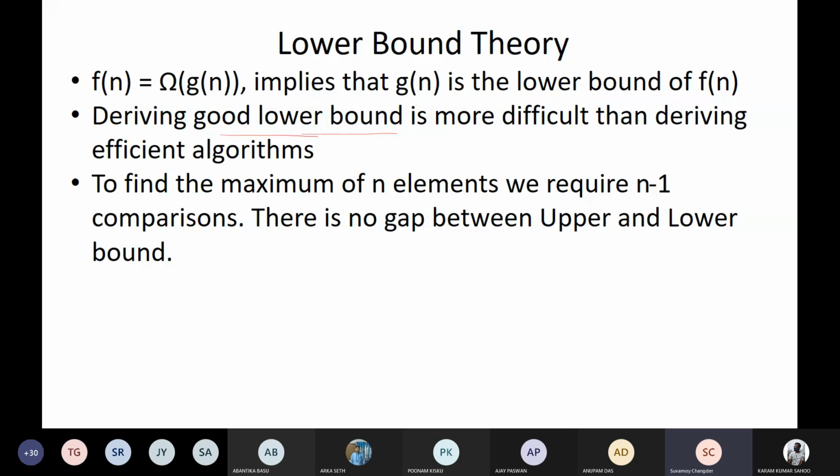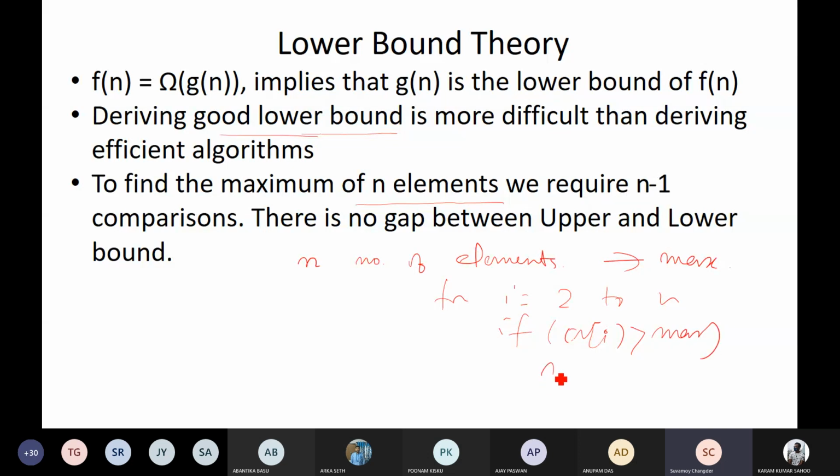Next, suppose an example of the difference between upper and lower bound. If we have to find the maximum of n elements, suppose n number of elements are given, and we have to find the max among all these numbers. So we know that for i equals 2 to n, we will check if a[i] is greater than max, then we will set max equals a[i]. We know the algorithm.